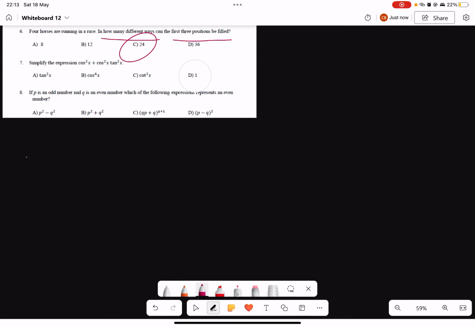It's very important. So when you add an odd number plus an even number, what will be the answer? When you add an odd number plus an odd number, what will be the answer? When you add an even number and an even number together, what will be the answer? And then you also need to know what happens when you multiply an even number by an even number, an odd number by an even number, and an odd number by an odd number.